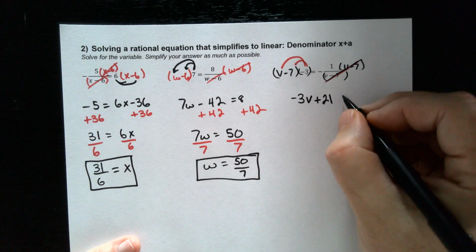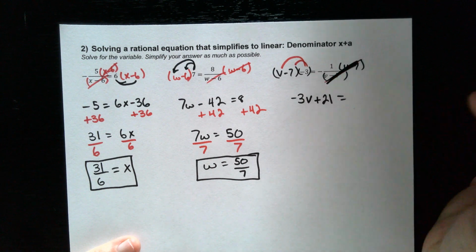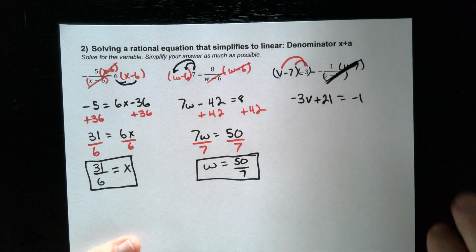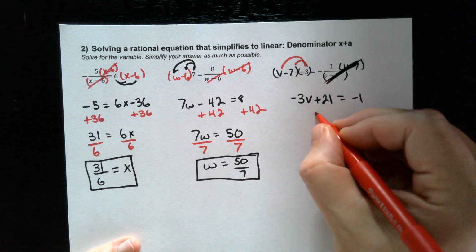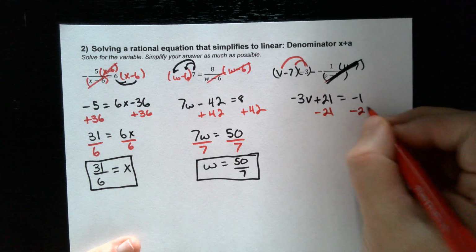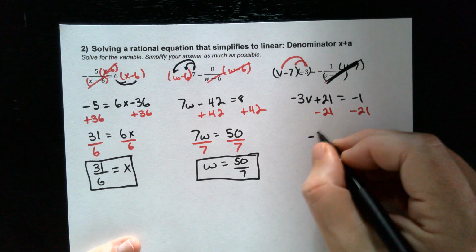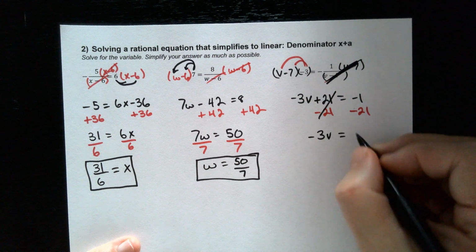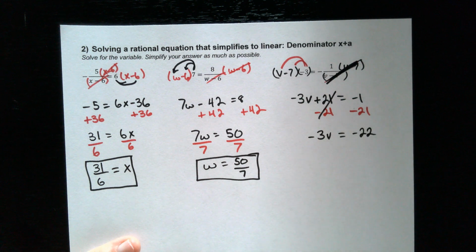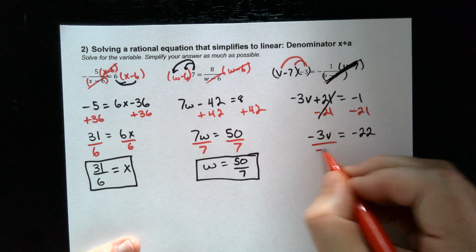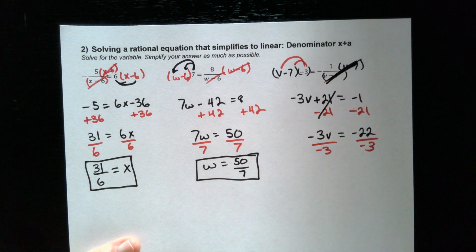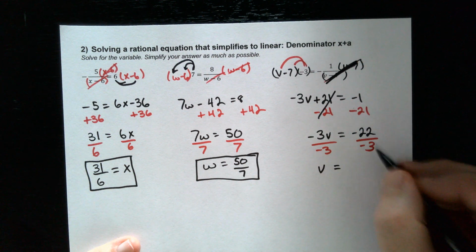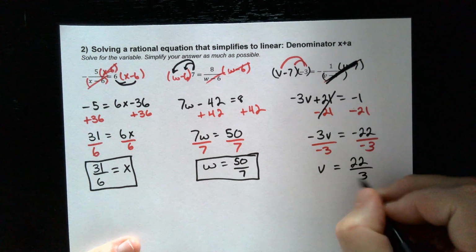Negative times a negative equals, well, if this stuff is gone, what's left? The negative and the 1. Negative 1. Okay, now we need to get the v by itself, so I will get rid of the 21. So subtract it. That is negative 3v. This cancels. Those are both negative, so add them and keep the sign, so negative 22. And now get rid of the thing that's touching the v, so I'll divide by negative 3, do the opposite. Negative divided by negative is a positive, but otherwise these two things don't reduce, so it's positive 22 over 3.